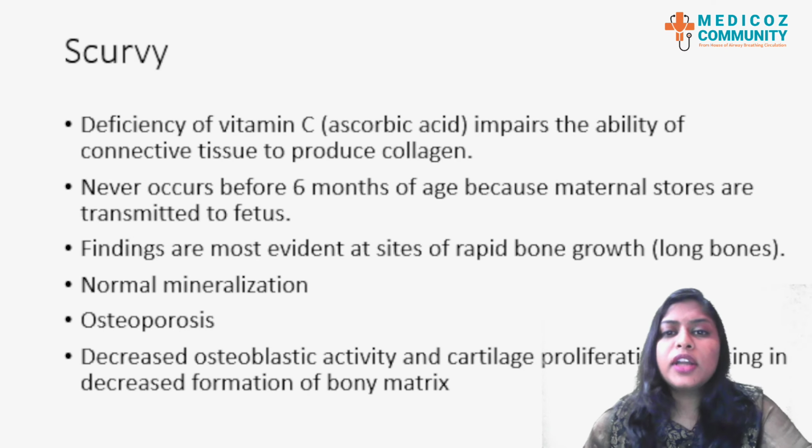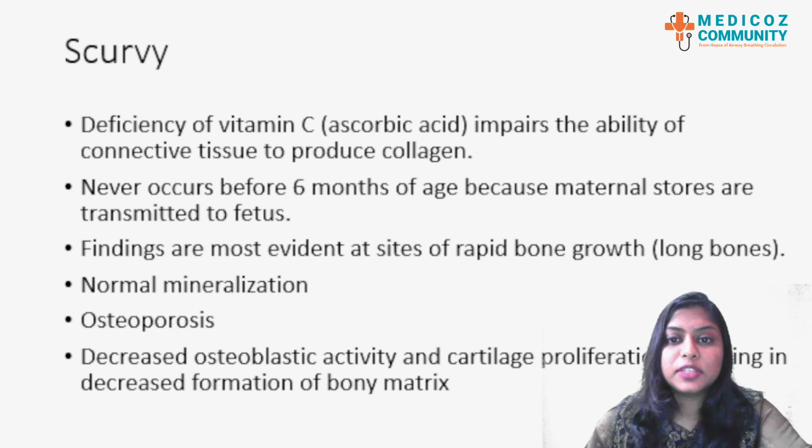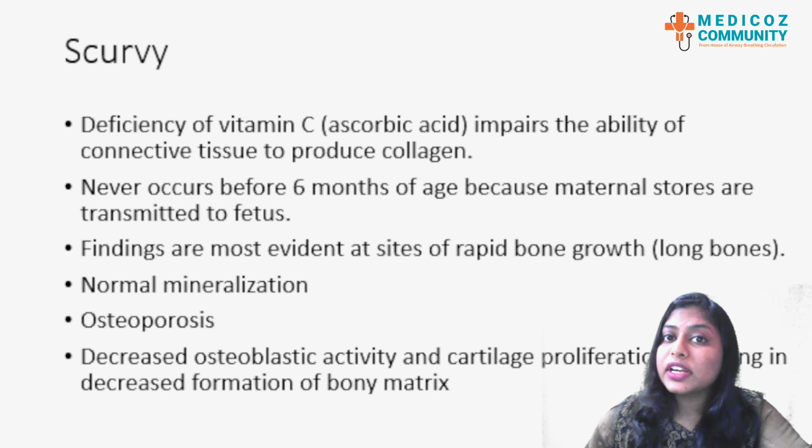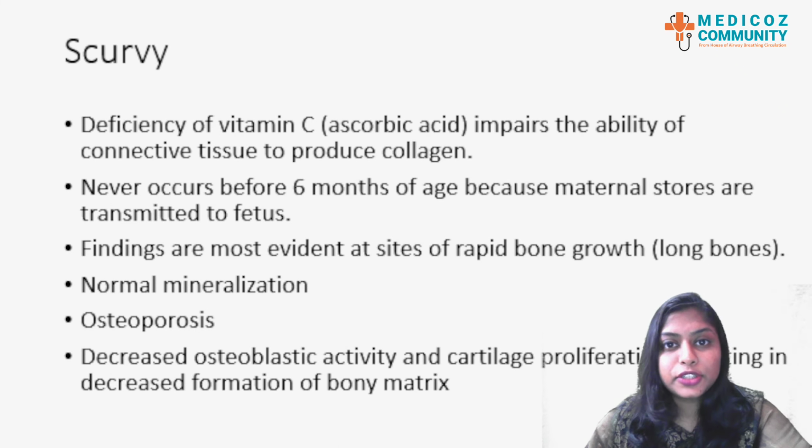Coming to scurvy, deficiency of vitamin C impairs the ability of the connective tissue to produce collagen. There is osteoporosis. The most important thing is the findings are most evident at the sites of rapid bone growth, just like in rickets. But the mineralization is normal, and there is decreased osteoblastic activity and cartilage proliferation, resulting in decreased formation of bone matrix. And this never occurs before 6 months of age because maternal stores have already transmitted the necessary vitamin C to the fetus.